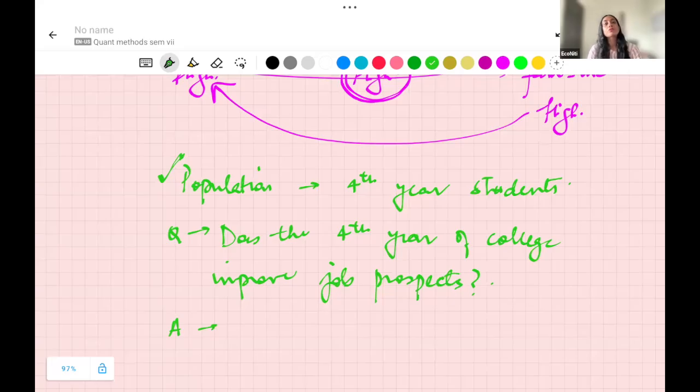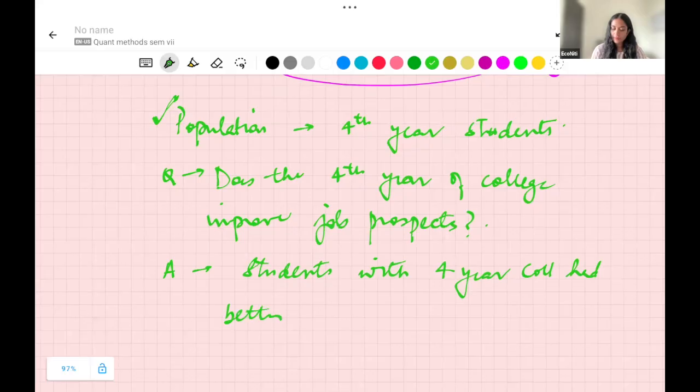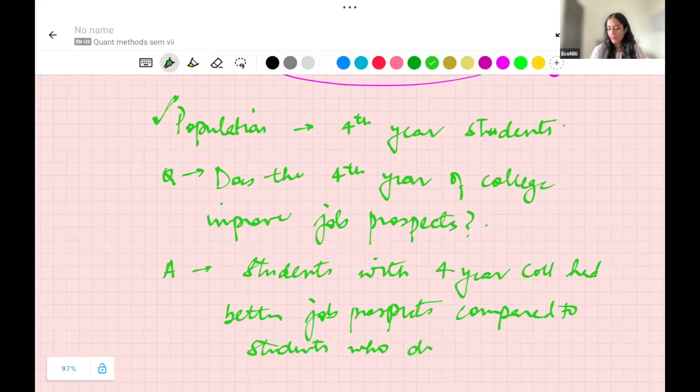See? And then you find that those who were enrolled in fourth year were also more or less employed by the end of 1 year, and the chances were higher as compared to जिन्होंने भी पहले 3 साल में कॉलेज छोड़ दिया था. ठीक है, so what you find is that students with 4-year college had better job prospects compared to students who dropped after 3rd year.